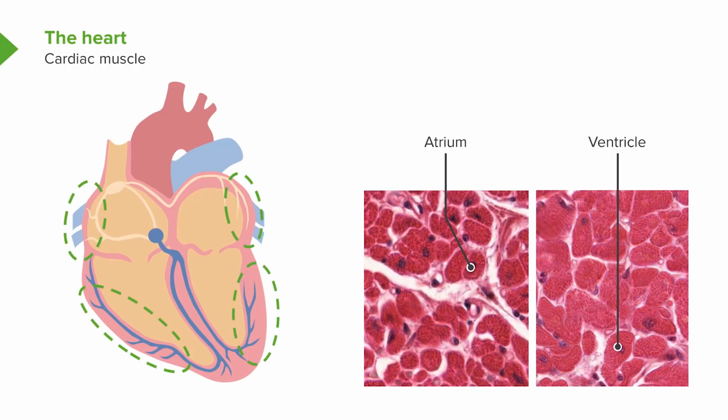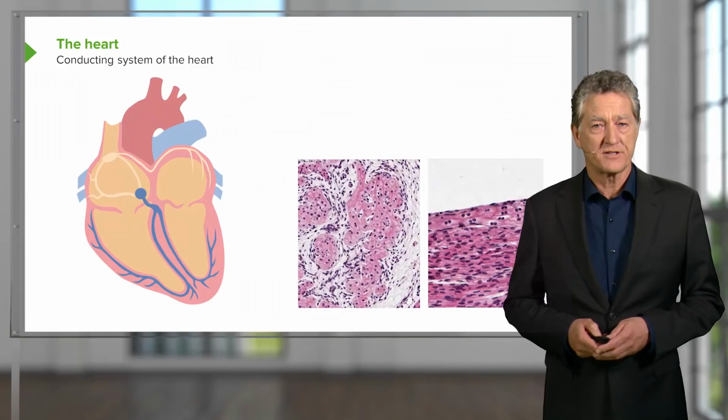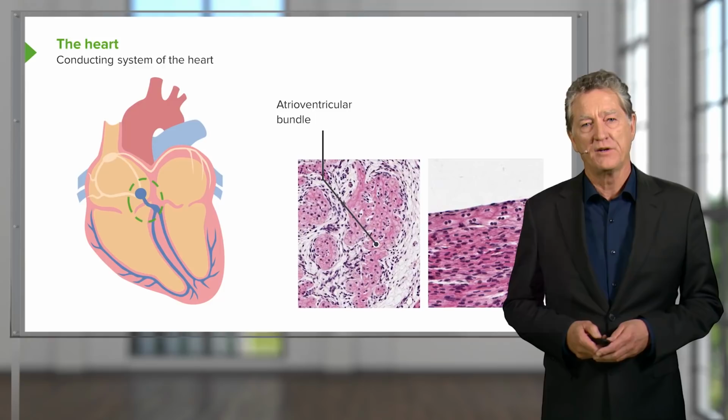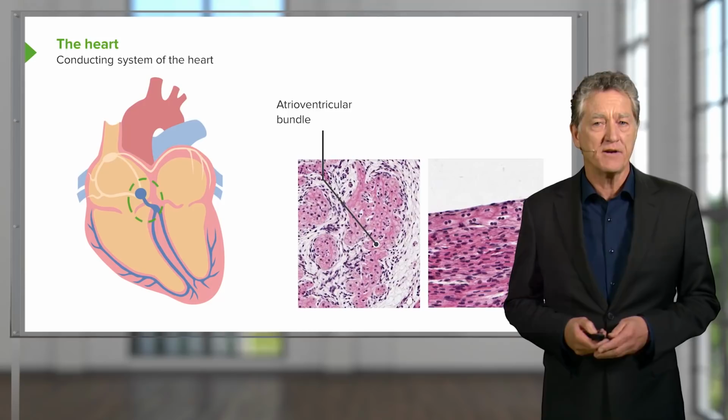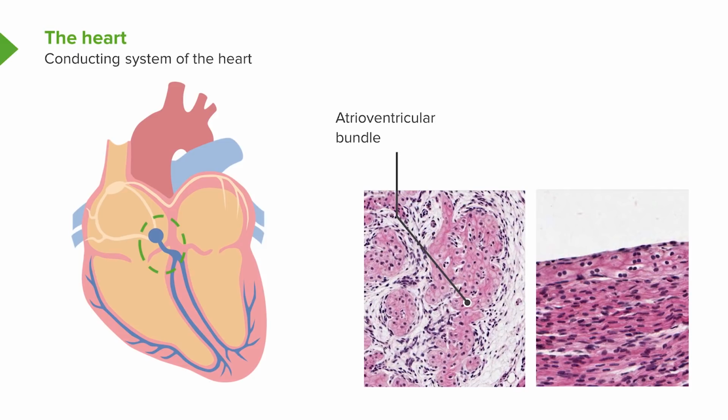Well, let's look at the conducting system of the heart. The conducting system of the heart consists of the sinoatrial node, the atrioventricular node, and then these bundles of conducting fibres, named in various ways, but I don't want to get into those namings in this particular lecture. In the middle section labelled is the atrioventricular bundle. It's embedded with connective tissue. It's cardiac muscle cell. And on the right-hand side, you can see the endocardium.